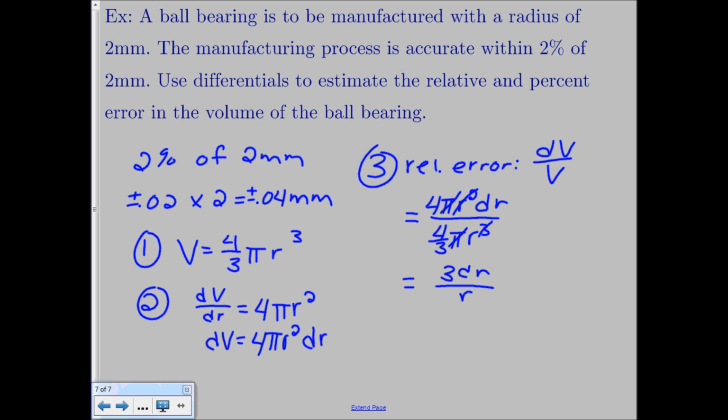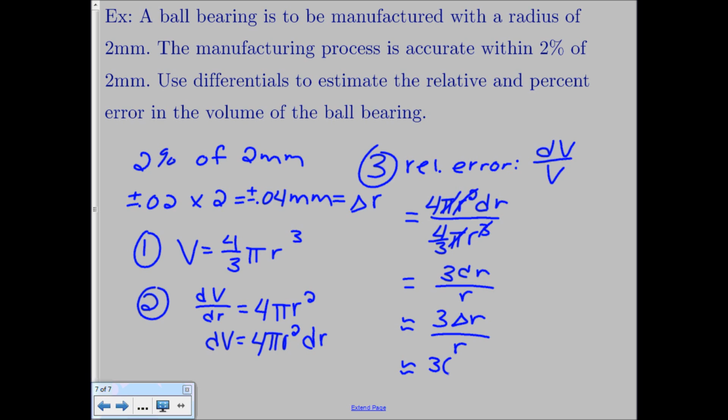Now, dr is when the change of the radius is becoming infinitesimally small. So we don't actually know dr, but we can tell you what delta r is. So this is approximately 3 delta r over r. And you might be saying to yourself, well, what's a delta r? This plus and minus 0.04 is delta r, because that's how far the change in the radius can be based off of the manufacturing process information. And we know that the radius is supposed to be 2 millimeters. So now all we have to do is plug in our values.